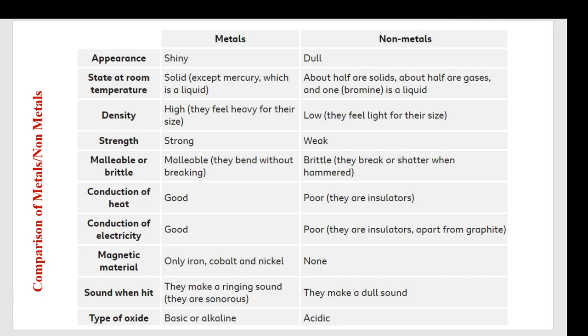Sound when hit, sonorous it means. Metals are sonorous, non-metals make a dull sound. Type of oxide they can make. Metals can make basic or alkaline oxides, while non-metals can make acidic oxides. So this is basically all the differences of the metals and non-metals, on the basis of which scientists like Lavoisier classified elements into two main classes, that are metals and non-metals.